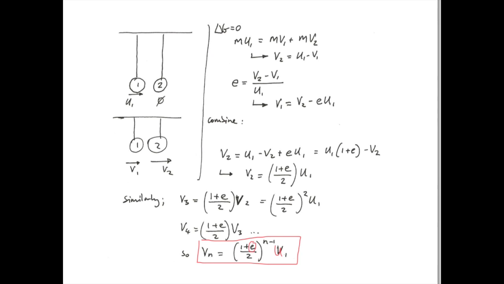If e is 1, i.e. a perfectly elastic collision, then this becomes 1. This 1 plus 1 is 2, divided by 2 is 1. So when this is slightly less than 1, as it will be, even in a near frictionless environment, then the energy is going to be lost from that.